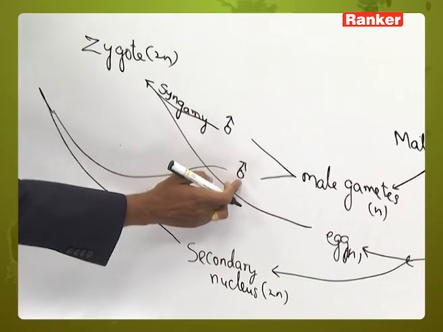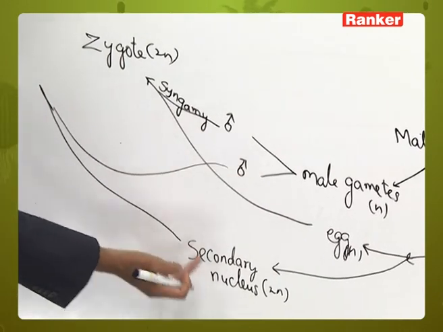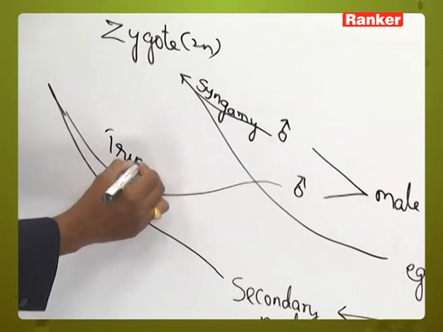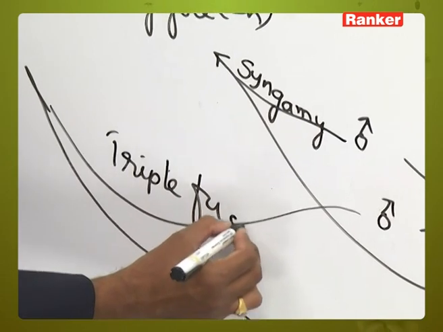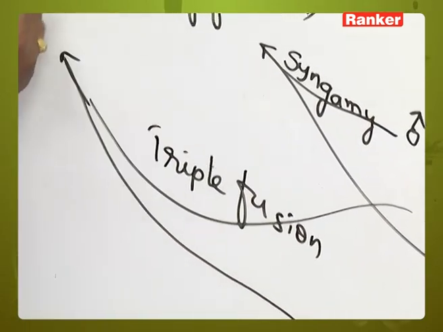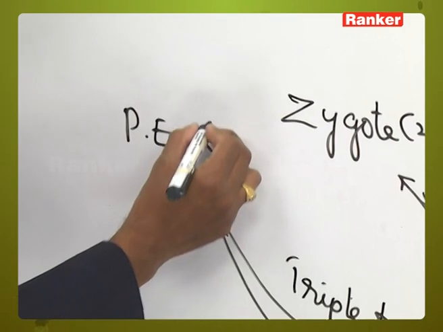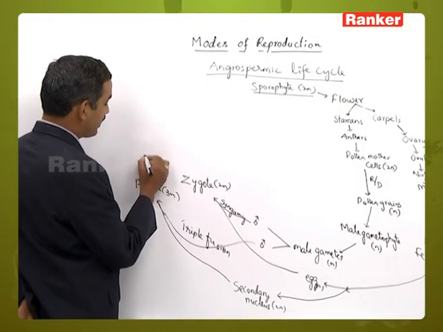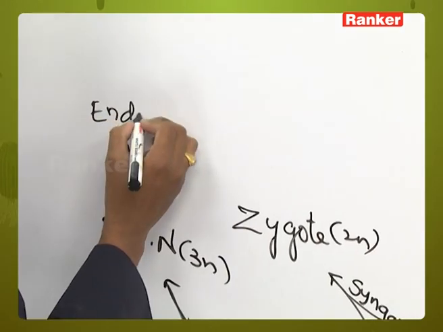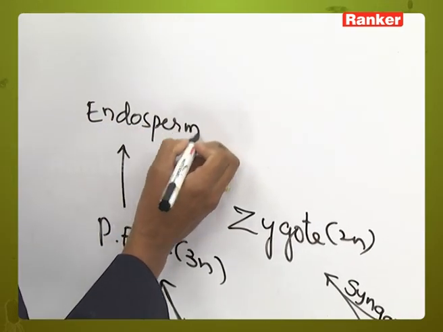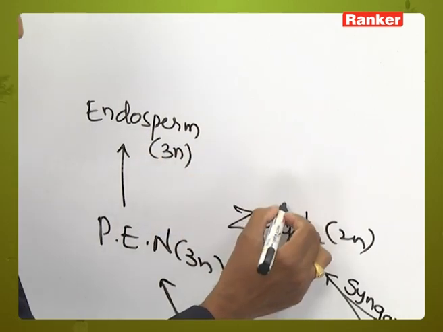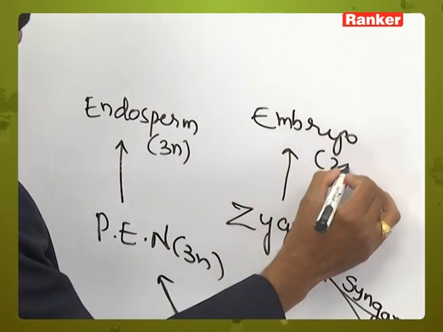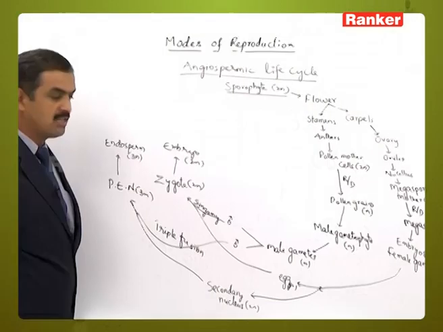So, one set of chromosomes that are present in male gamete and two sets of chromosomes that are present in the secondary nucleus will fuse. So this process is called as triple fusion and resulting into primary endosperm nucleus, which is triploid in condition. This primary endosperm nucleus is converted into endosperm as a result of post fertilization changes, and zygote is converted into embryo as a result of post fertilization changes.